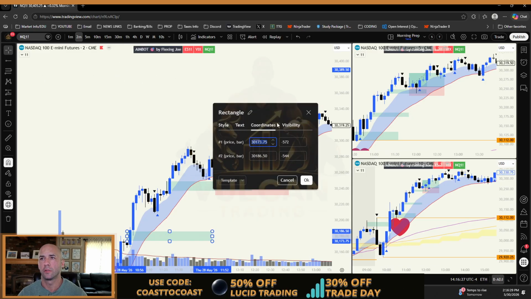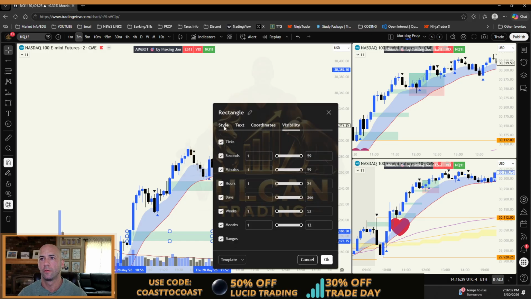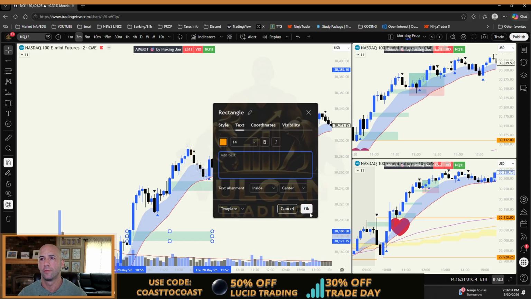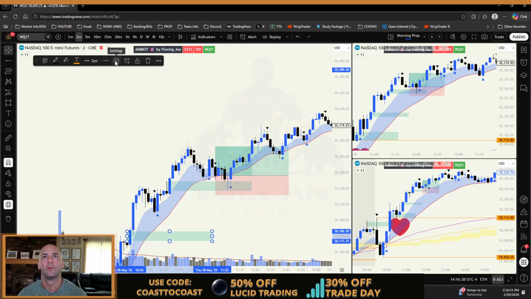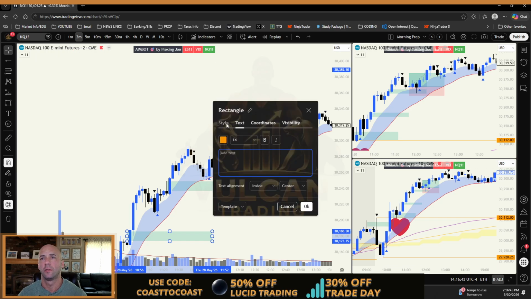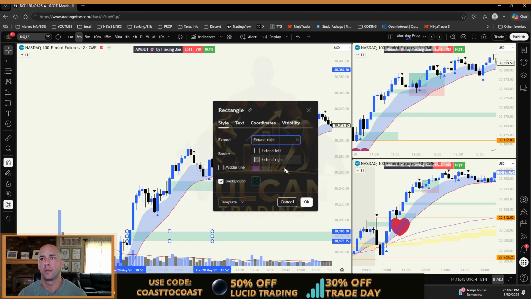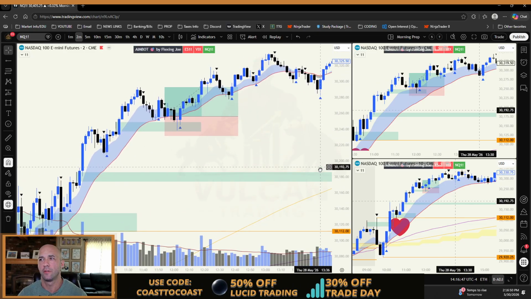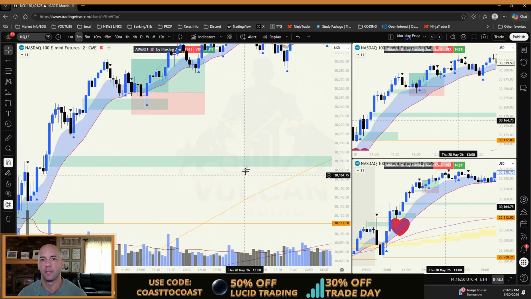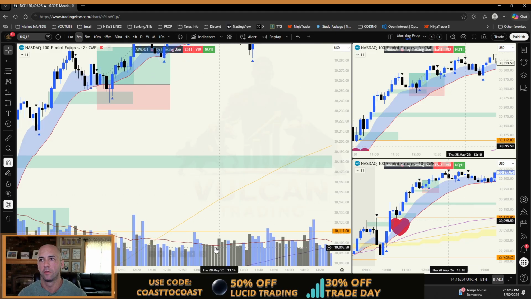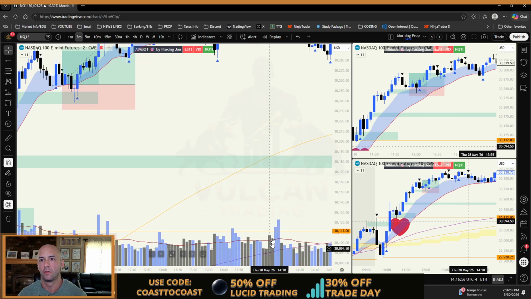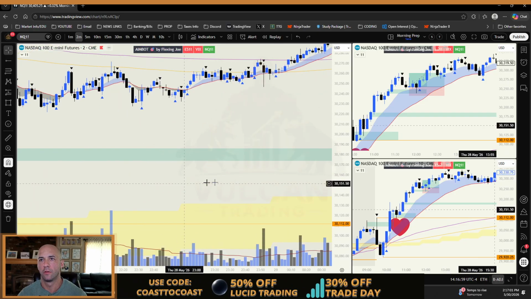Can I text coordinates? How can I do anything else? Can I just extend this to the right? Extend to the right. Damn, that's easy enough. Okay. So let's just look at what happens when this is interacted with. And then there's got to be a faster way to move over.